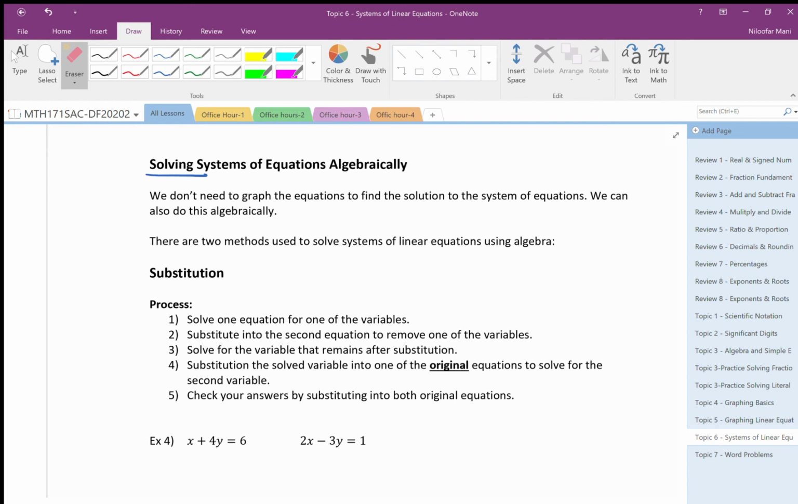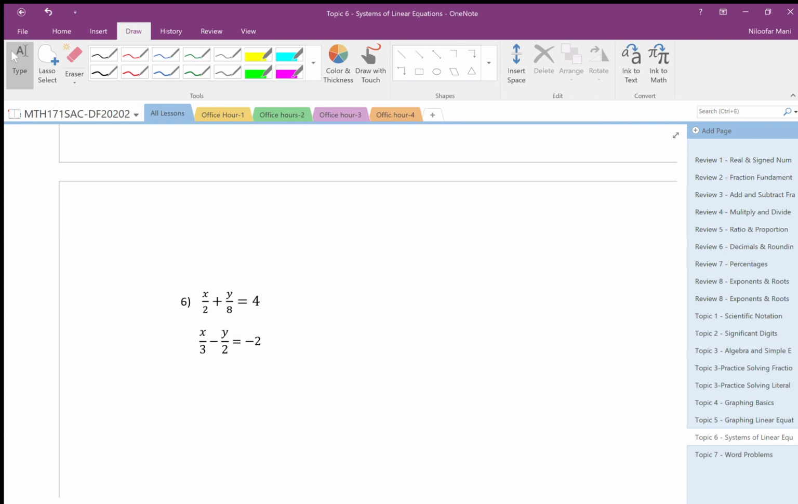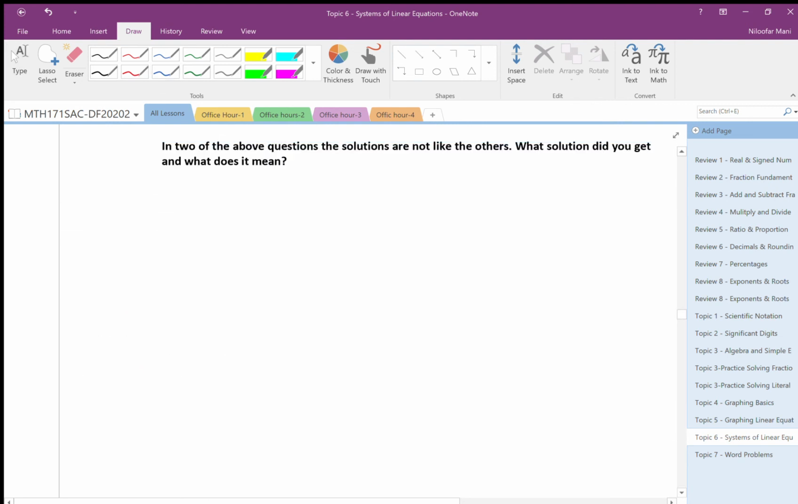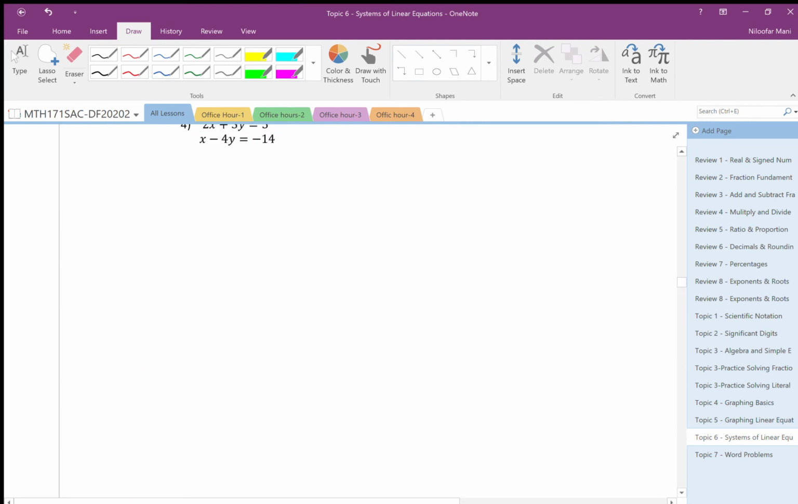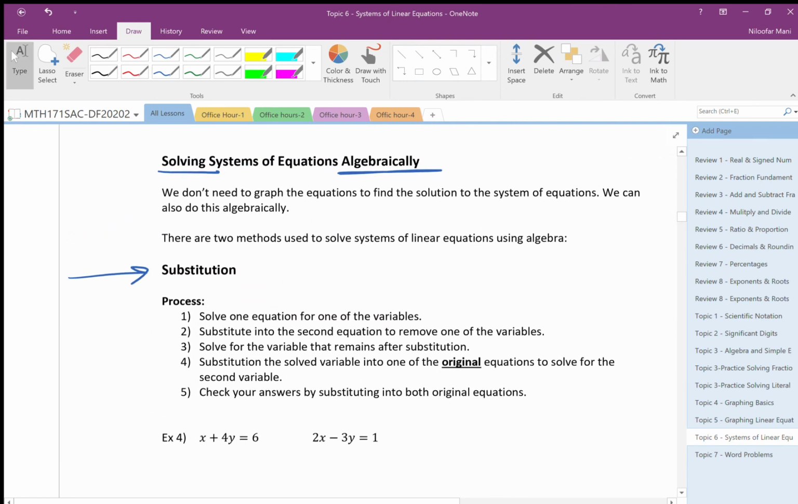Okay, so here I will talk about the algebraic methods. I have the substitution method, and I have the elimination method, which I'm going to talk about. I have two methods here. I will show you both methods, and also I will show you some questions that give you no solution, or give you an infinite number of solutions. So from now on we work algebraically. Maybe I stop here, and continue in the next video.